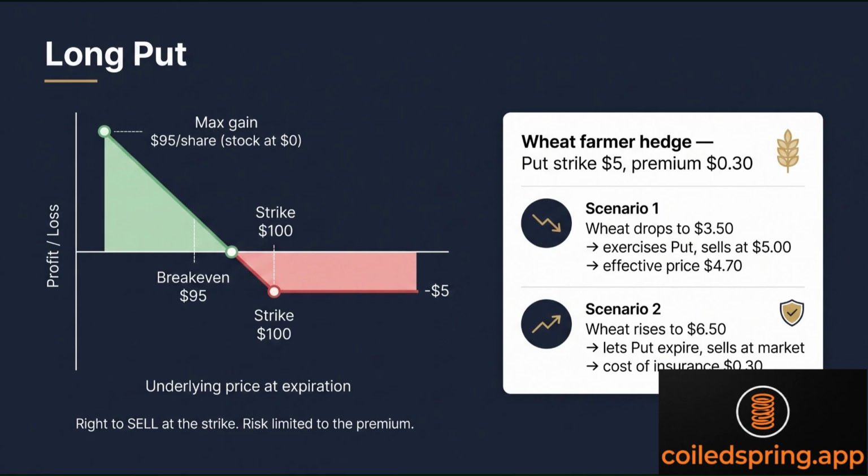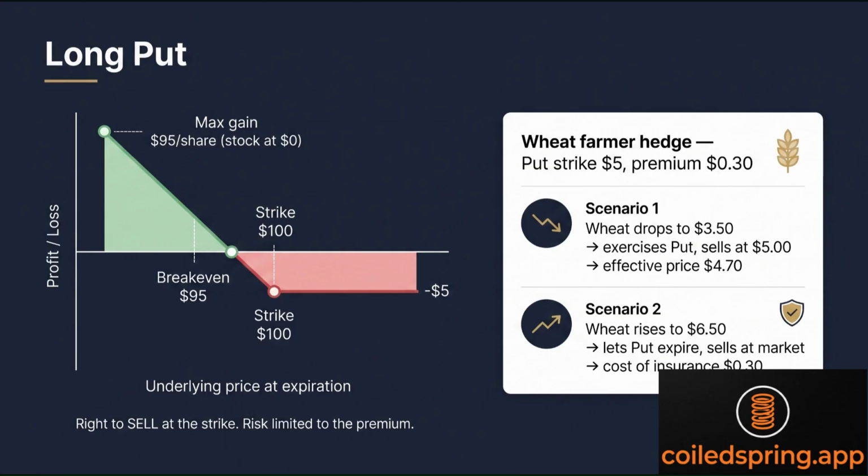Now, let's walk through the wheat farmer example on the right because it shows the hedging use of a put perfectly. Wheat is trading at $5 per bushel. The farmer is worried prices could collapse by harvest time, so he buys a put option with a strike of $5, paying a premium of 30 cents. He's buying the right to sell his wheat at $5, no matter what the market does.